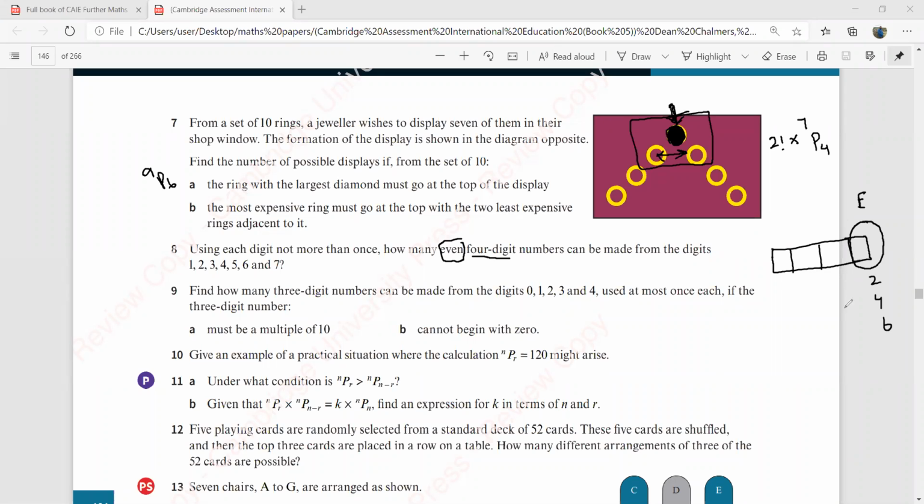So I'll first say I can have any one of them at the end, times, now there are 3 slots, and how many digits are available? 6. So this is going to be 6P3 times 3P1.